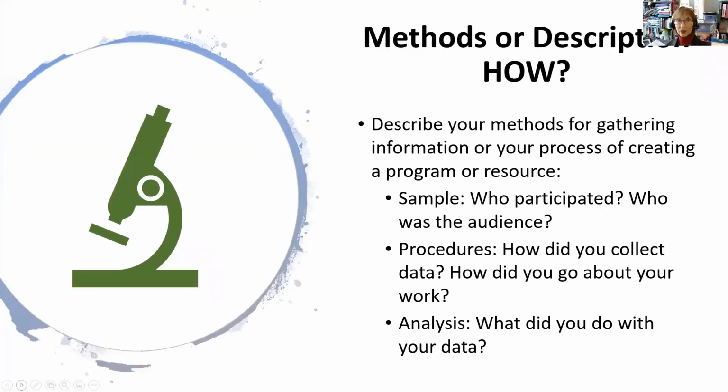Methods or description: if you're not doing a data-based article, the methods is the description of how you went about what you were doing. So how did you gather information, or what was your process for creating a program or resource? If it's a research article, you're going to talk about who participated. Otherwise, it might be your audience. Who was this designed for? How did you collect data? How did you go about your work? And what did you do with that? Not the actual results, but what did you plan to do with it?